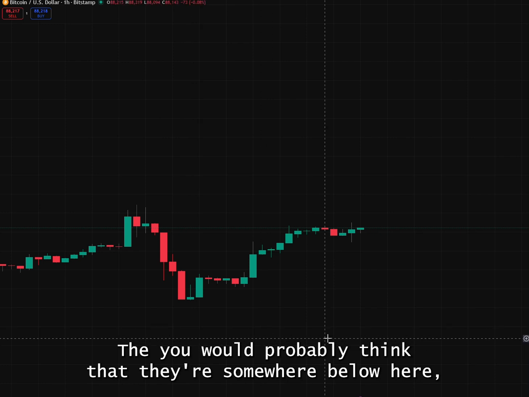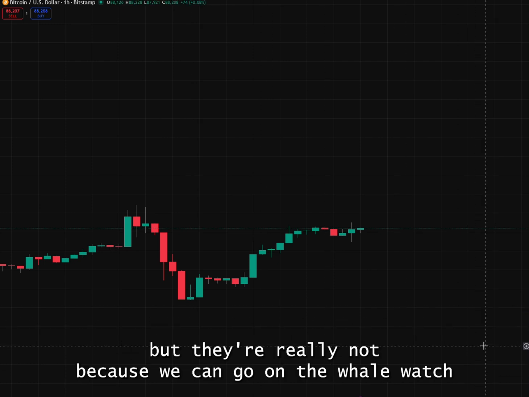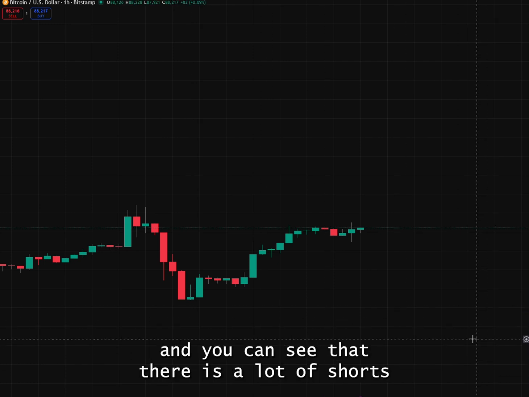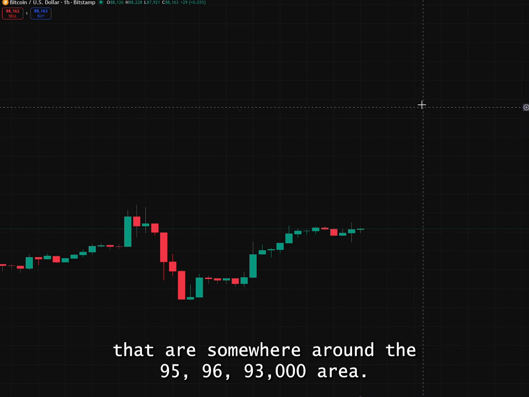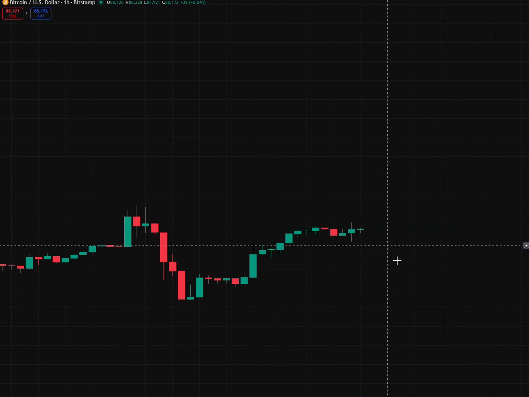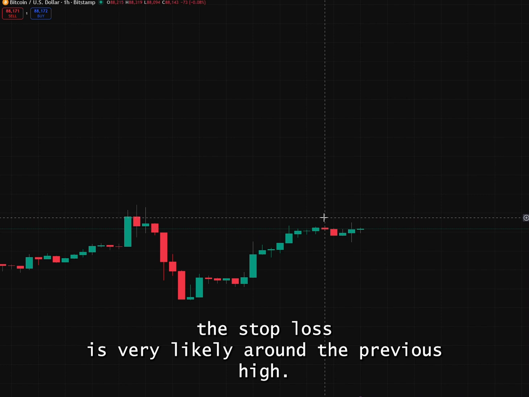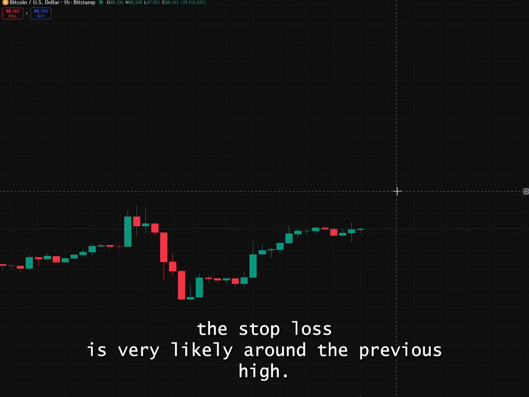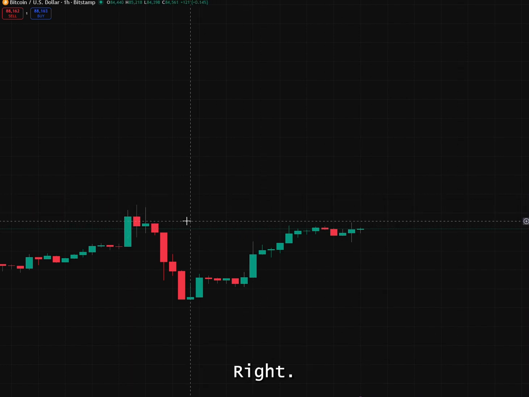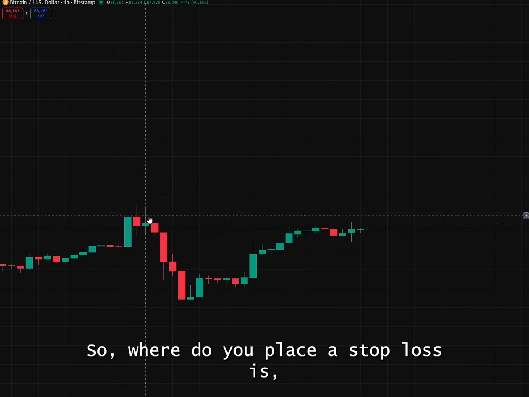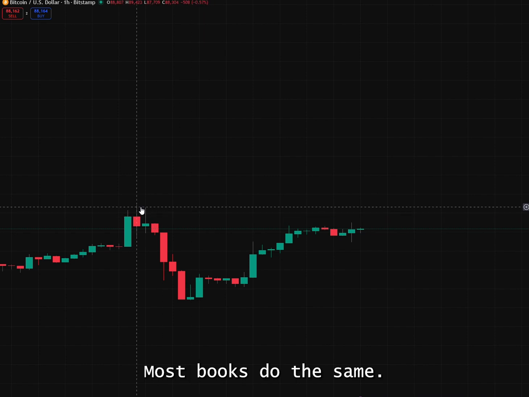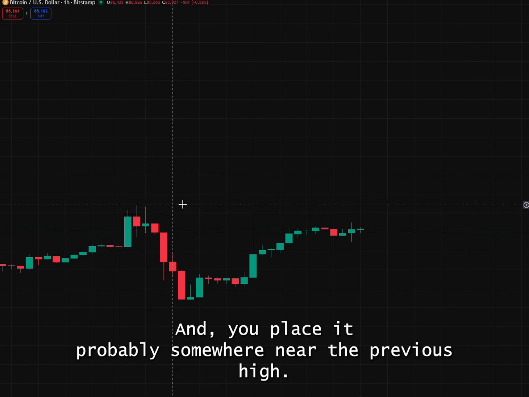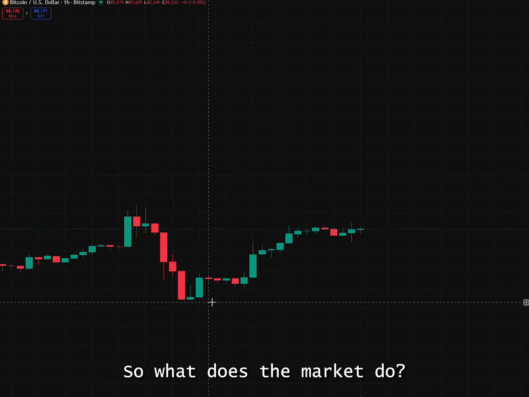You would probably think that they're somewhere below here, but they're really not, because we can go on the whale watch and you can see that there is a lot of shorts somewhere around the 95, 96, 93,000 area, and their stop loss is very likely around the previous high, and they just entered, right? So where do you place your stop loss? You enter here, you would think something goes down, most bots do the same, and you place it probably somewhere near the previous high.